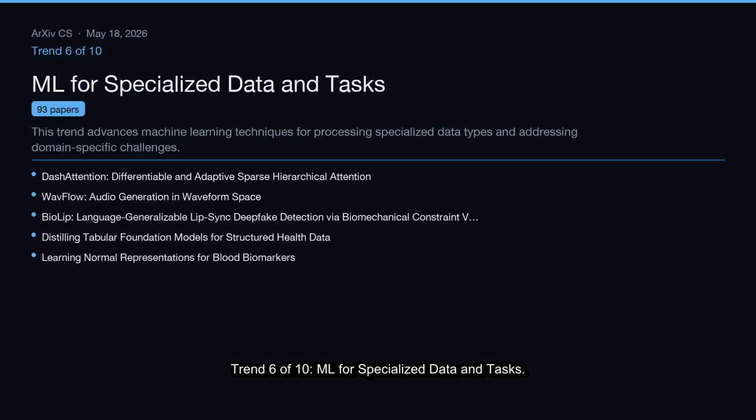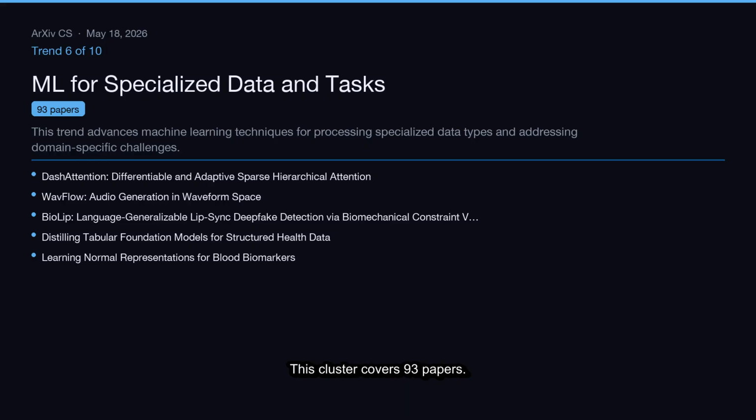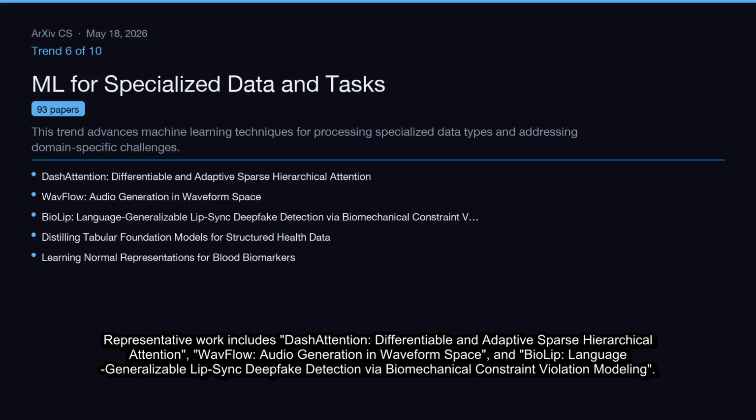Trend 6 of 10, ML for specialized data and tasks. This trend advances machine learning techniques for processing specialized data types and addressing domain-specific challenges. This cluster covers 93 papers. Representative work includes Attention, differentiable and adaptive sparse hierarchical attention, waveflow, audio generation and waveform space, and BioLip, language generalizable lip-sync deepfake detection via biomechanical constraint violation modeling.